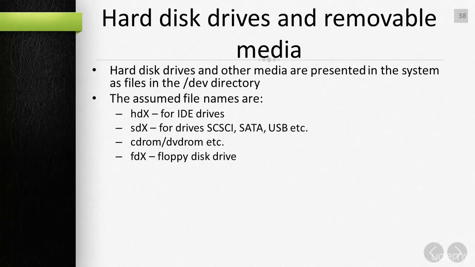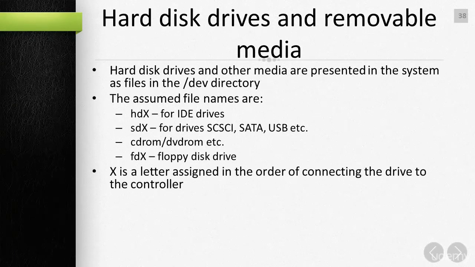Floppy disks were visible under the FDX alias, where again X is the number of disks and changes from A to Z. These days, it's unlikely that you'll see a floppy disk, but they're still present on older systems. X is the drive designation letter. It can have values starting from A and increasing in the order in which the drives were connected to the controller.